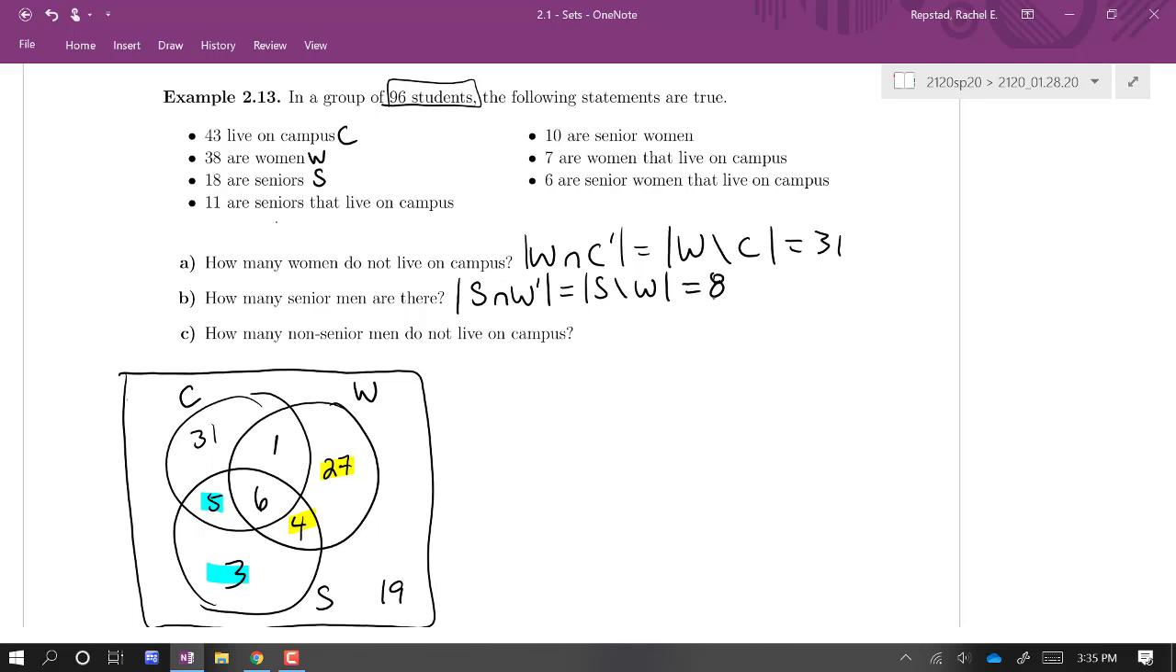How many non-senior men do not live on campus? What are we looking at here? Non-senior, so you have to be in S complement, and non-senior men, so you have to be in W complement. Do not live on campus, have to be in C complement. So you can't be in any of the sets. So you're just the leftovers. So you're just 19. I'm going to update this problem to stop using outmoded language that presents a gender binary. But other than that, we got the counting down.